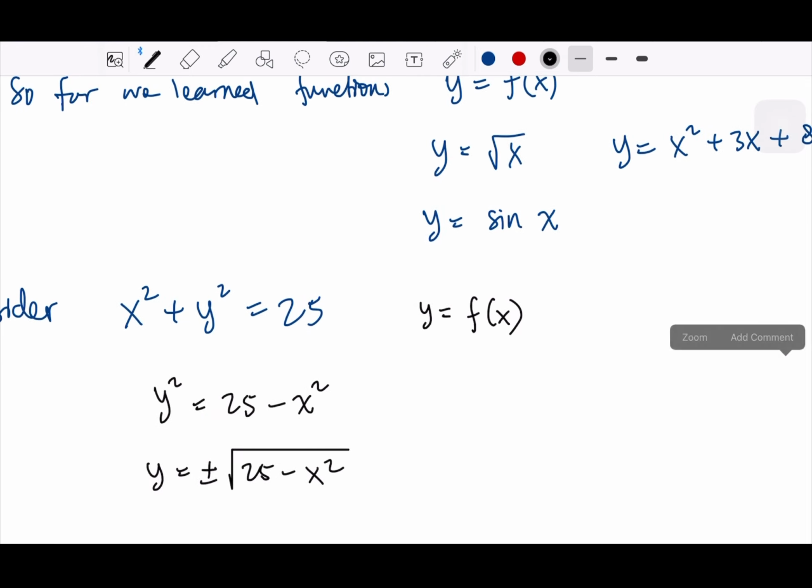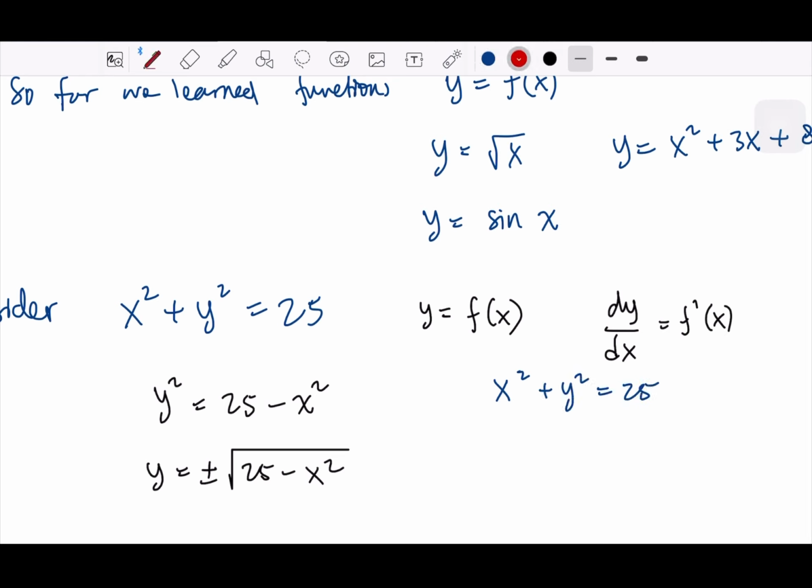So if you want to derive and take the f prime, we have dy over dx is f prime of x, right? Okay, so that's the first thing. So if we have x squared plus y squared equal 25, and we want to differentiate this, remember that we are looking at the perspective that the independent variable is x, and y is our dependent variable, which is y equal function of x.